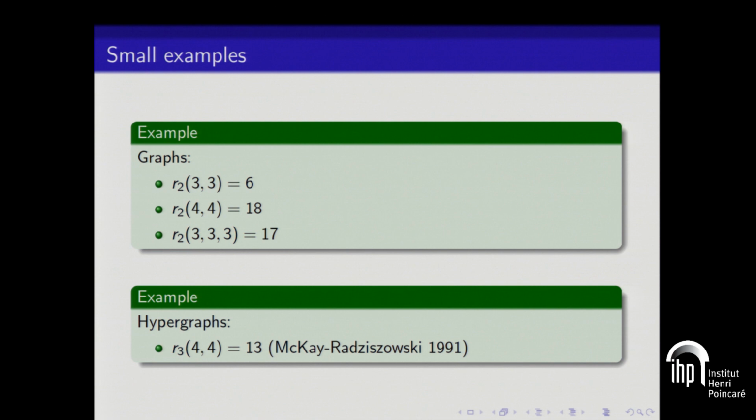So if you two-color the 3-subsets of 1 through 13, you get 4 points such that all the triples are red or all the triples are blue. This needed a computer search. Okay, so it's hopeless to figure out these numbers exactly, so the talk is always going to be about asymptotics.